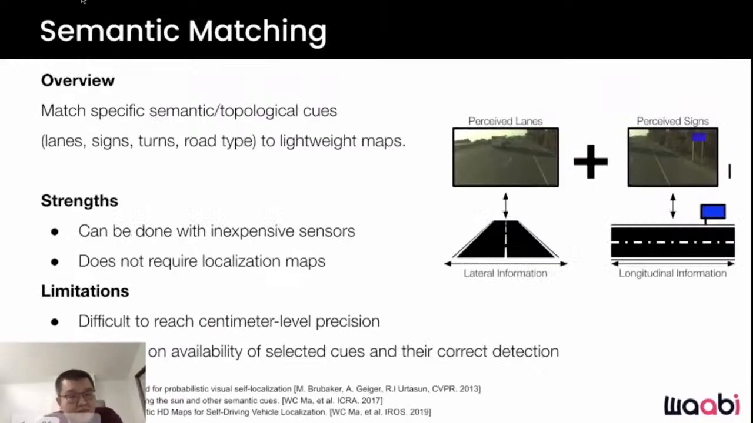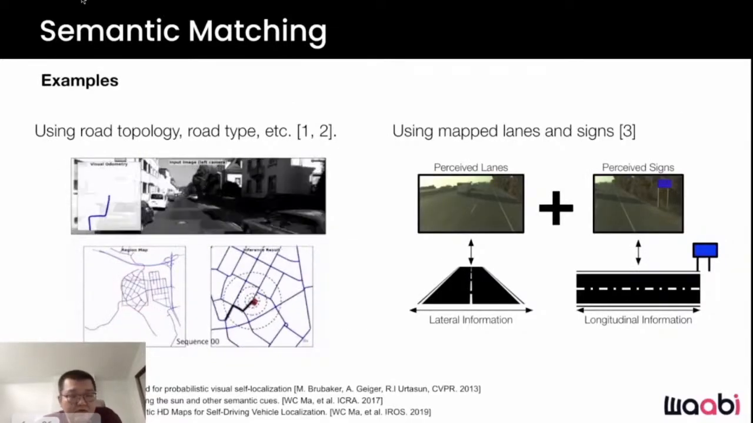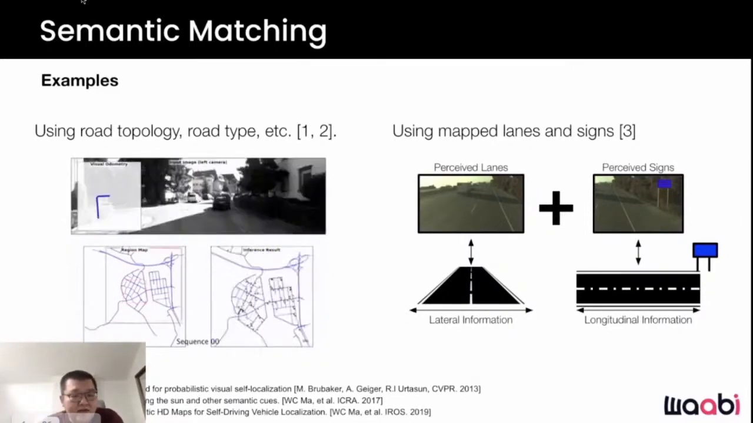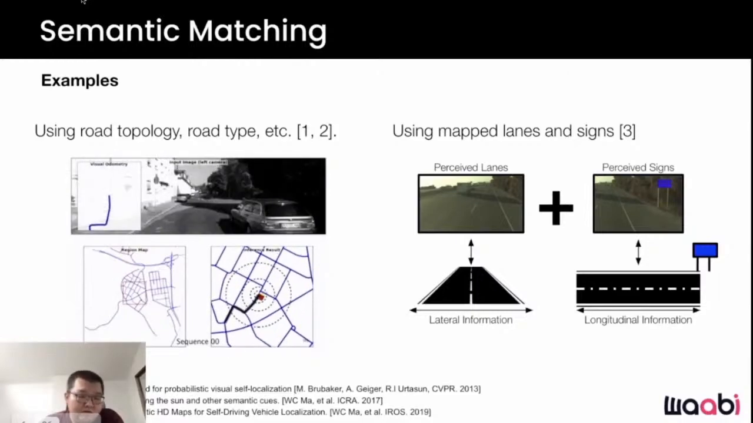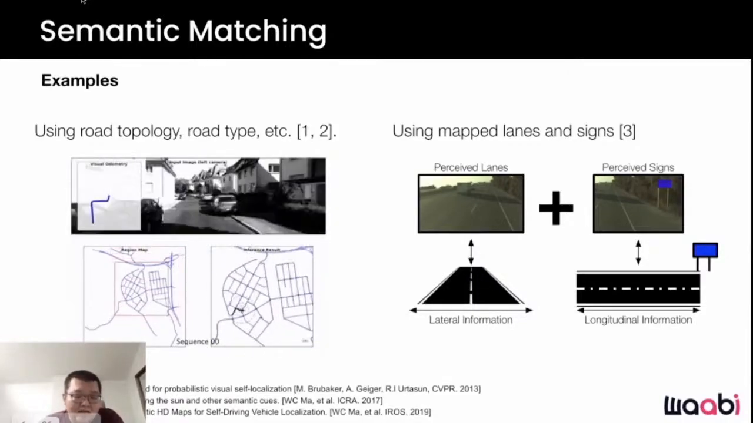Semantic localization, on the other hand, leverages compact maps storing only semantic cues like lanes, signs, turns, and road types, all of which can be stored as vector maps, just like the Google Maps we use in our daily lives. At runtime, the car must recognize these elements and match them against the vector map to localize. Due to the sparsity of these cues, these approaches can hardly achieve centimeter-level accuracy and struggle in areas without semantic cues. Examples of this approach include LOST, which relies on matching visual odometry with OpenStreetMap's road networks, and some recent works exploiting lines and signs for localizing on highways.